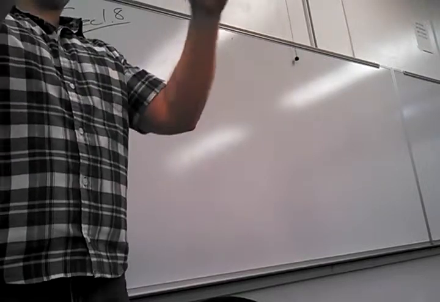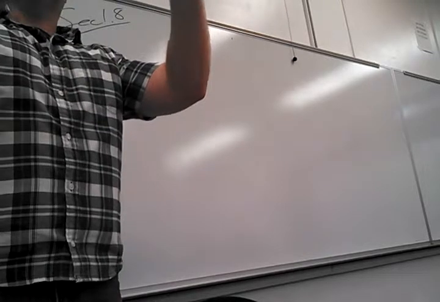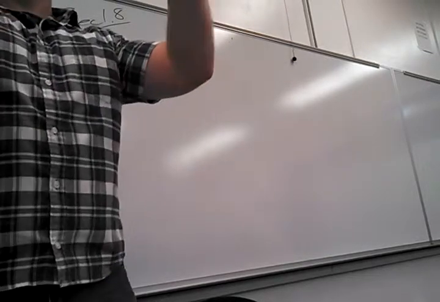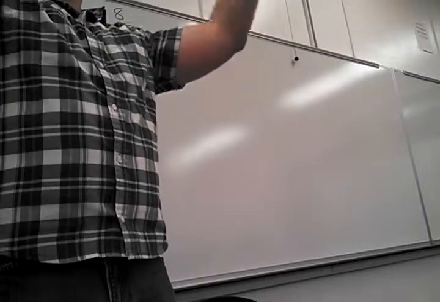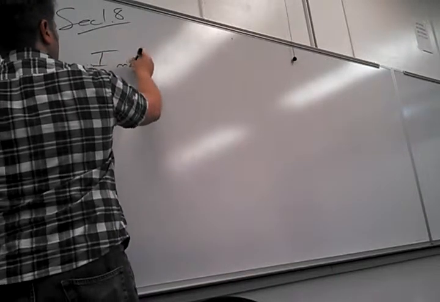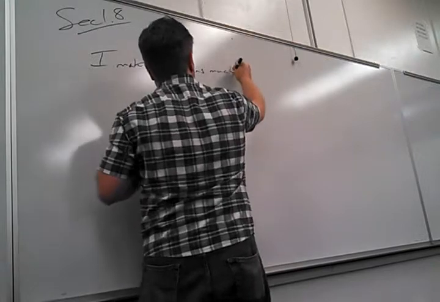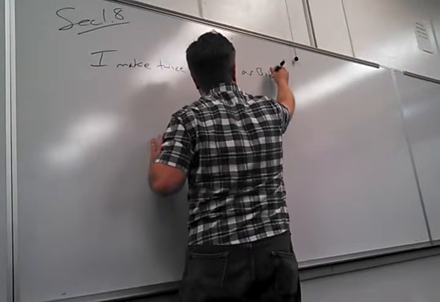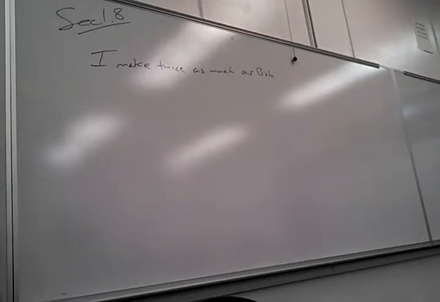If I just said, I don't know how much Bob makes, and then I want to double it, I can't write that. It's like Bob makes something. What do I put there? So let me write this down. I make twice as much as Bob does. Poor little Bob. You with me? I make twice as much as Bob does.